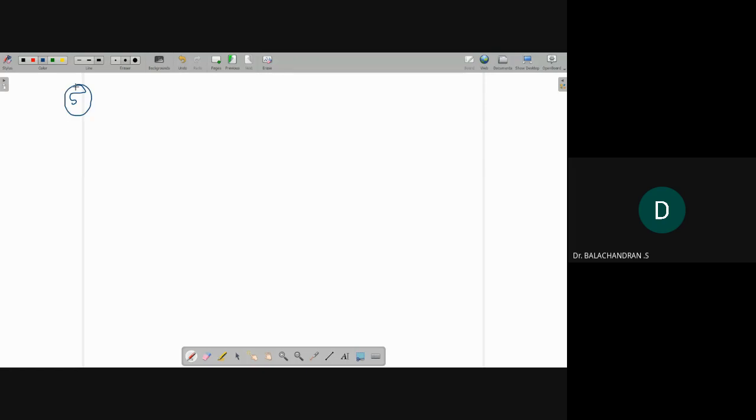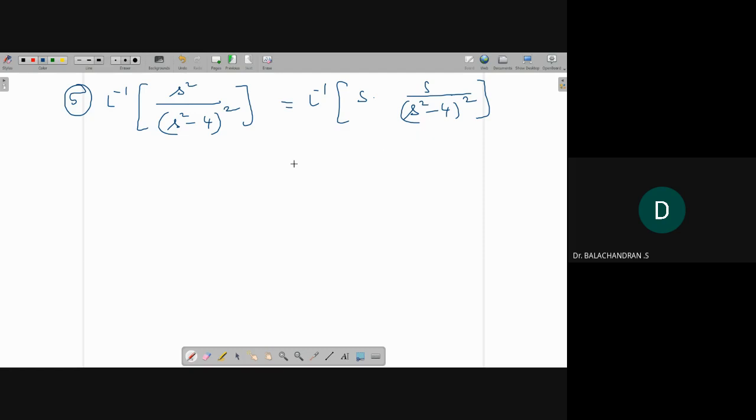So fifth problem, L inverse of s square by (s square minus 4) whole square. Can you tell how to start this problem? Sir, same, S common and S by S square. Yeah, same, S into S by (S square minus 4) whole square, here minus, not plus.